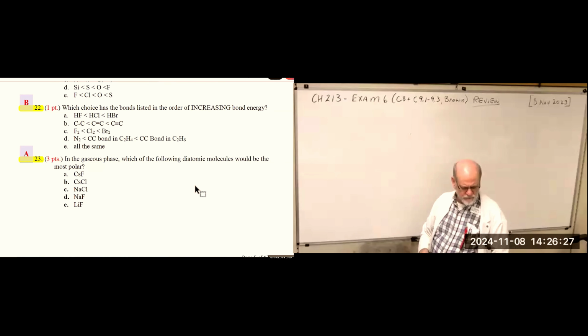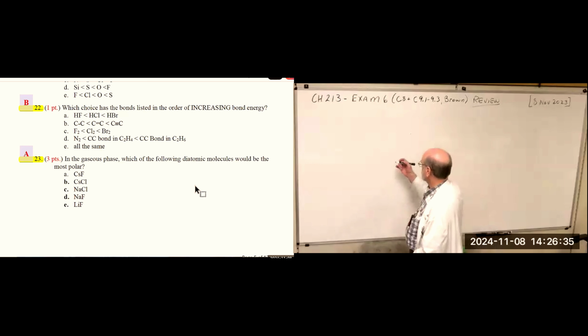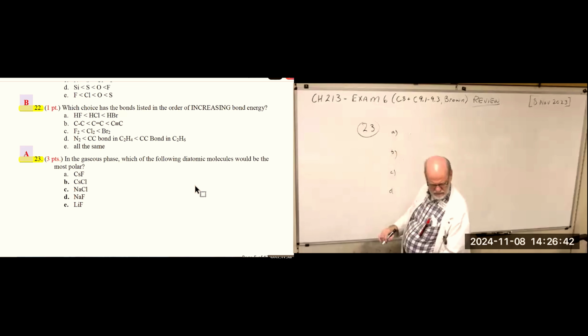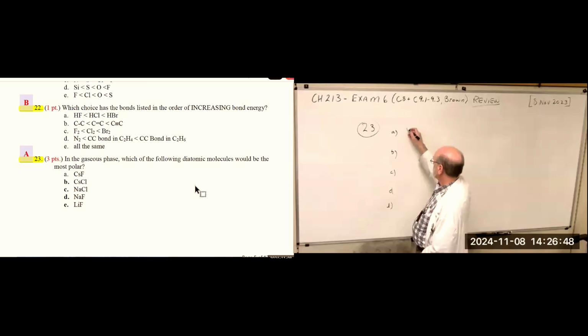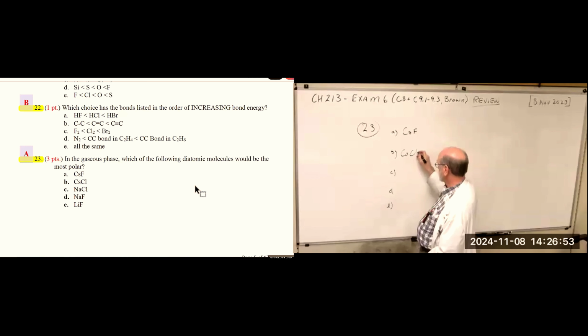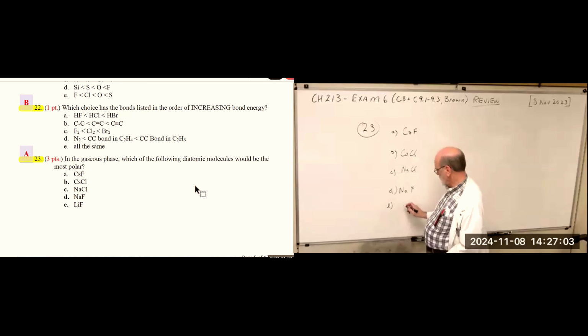23. In the gaseous phase, which of the following diatomic molecules would be the most polar? All right, let's see. 23 is it? Yeah. A, B, C, D, and E. All right. Cesium fluoride, cesium chloride, sodium chloride. You know what? I think this is a lot easier than I'm making it out.